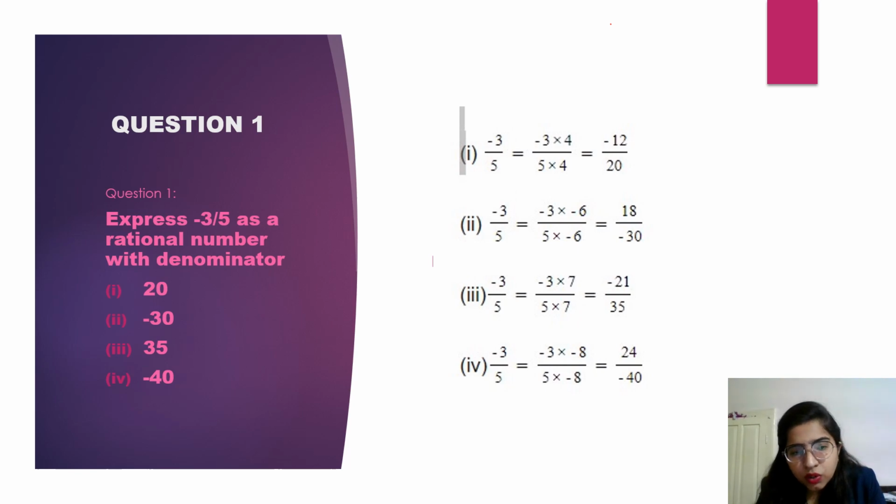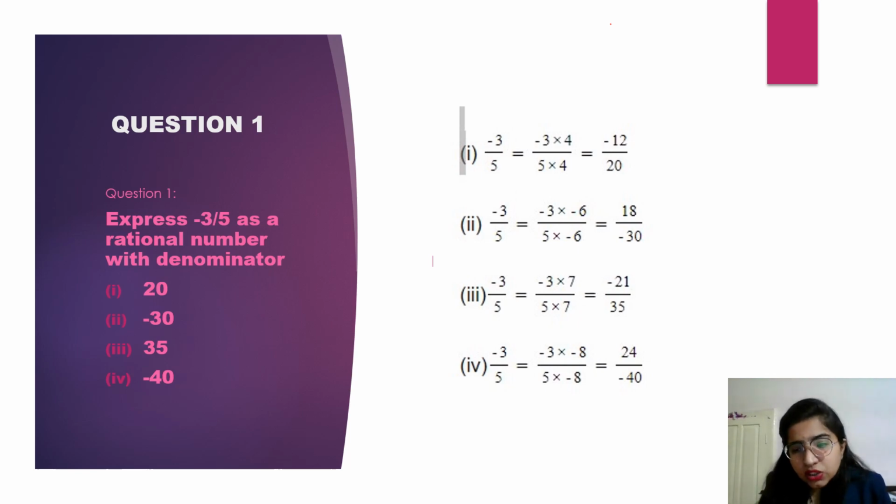So next question, third part. In the third part, you can see 35 is the denominator you have to make. To make 5 as 35, you have to multiply 5 with 7. 5 sevens are 35. For this, you have to multiply the numerator also, minus 3, with the same number. Minus 3 will be multiplied with 7 only. 7 threes are 21 and the minus is over here. So the answer will be minus 21 by 35.